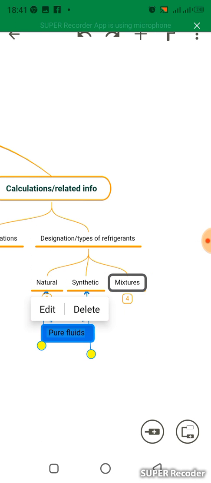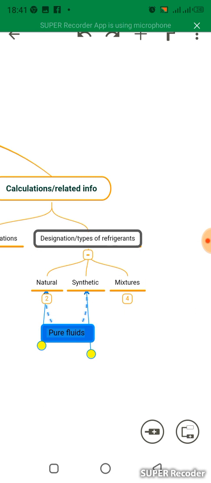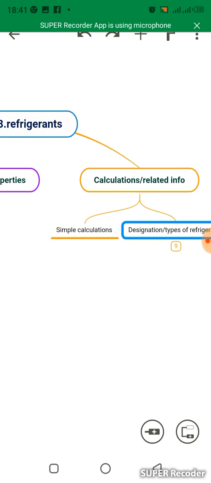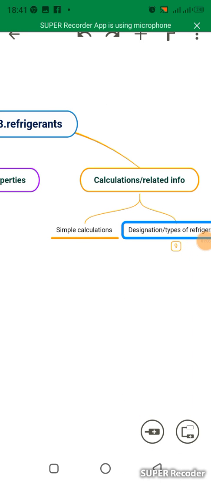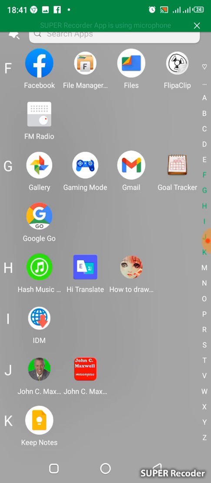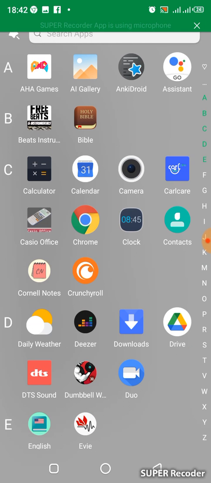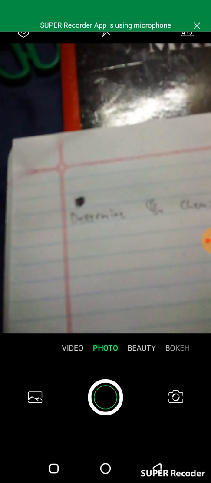So at least at this moment, we're going to look at the simple calculations that you need for this whole thing. So now, the simple calculations can be explained simply as follows. So we're going to use this as an example.